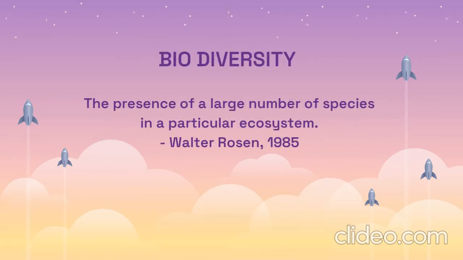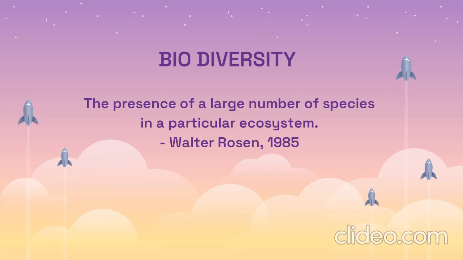Biodiversity. As we said, biodiversity. What do you mean by biodiversity? The presence of a large number of species in a particular ecosystem. In one particular ecosystem, a large number of species is available. That is what we can say is biodiversity. For example, you may have learned in the lower classes, pond ecosystem, desert ecosystem, terrestrial ecosystem, aquatic ecosystem. These are ecosystems. If you take one aquatic ecosystem, it consists of a large number of species, thousands or millions of species may be available in this aquatic region alone. So that we can say is one biodiversity.